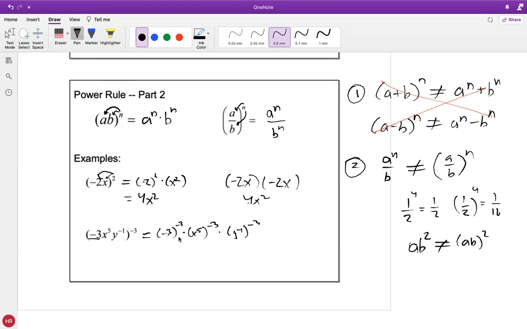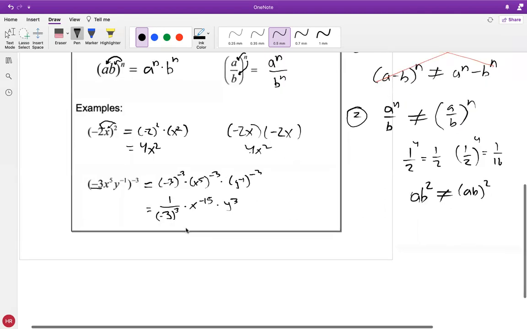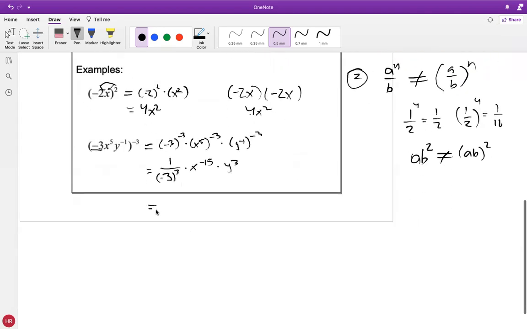And now this first one is 1 over -3 to the 3rd power. I put this on the bottom and make it positive. This is x to the -15, and this is y to the 3rd. Again, when I raise a power to a power, I multiply the exponents. And now I can maybe start combining these things. -3 to the 3rd is -3 times -3 times -3, which is -27.